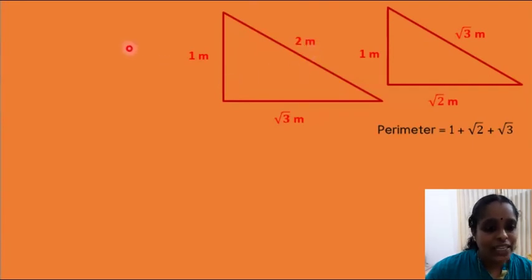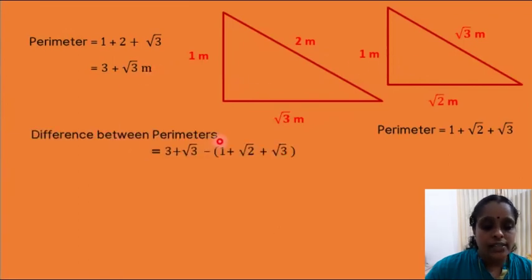So the perimeter of the third triangle is 1 plus 2 plus root 3. And here we add 1 plus 2. That's equal to 3 plus root 3 meter. Now I am going to find the difference of the perimeters of these two triangles. The difference between the perimeters is equal to 3 plus root 3 minus 1 plus root 2 plus root 3. The perimeter of this triangle, that is the perimeter of the second triangle, is 1 plus root 2 plus root 3. Here also you can see that after the minus sign I put a bracket.